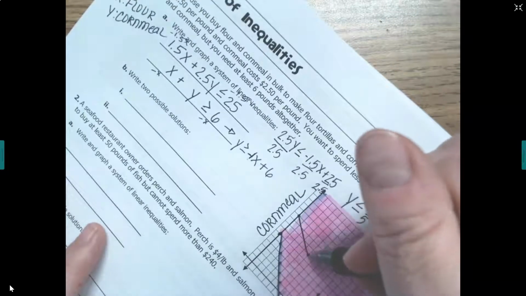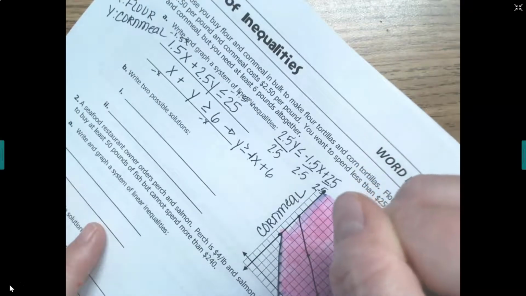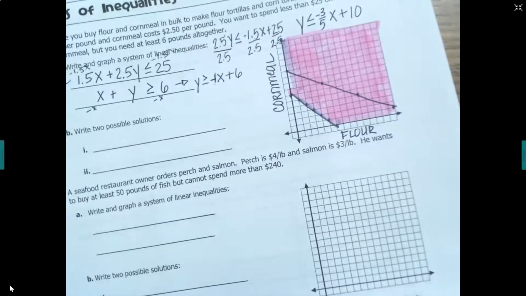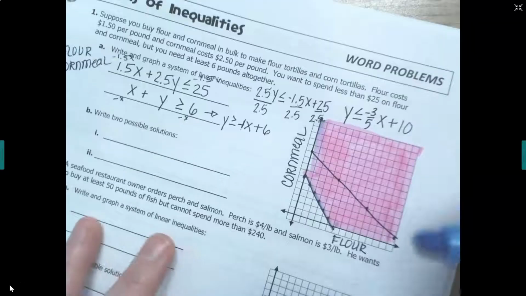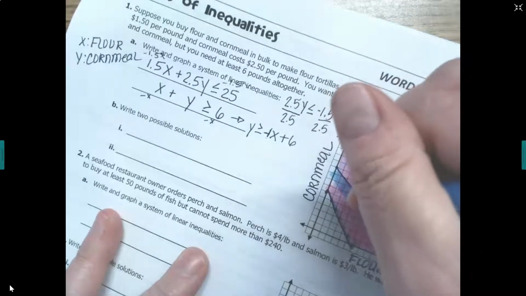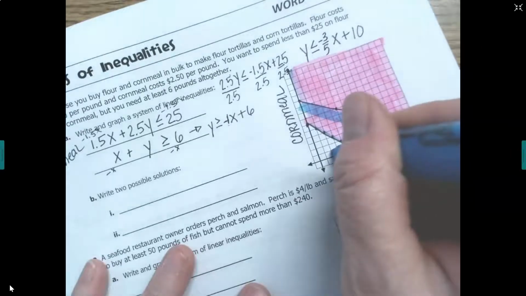So I'm just going to connect all of my dots together. And now I have to look at my shading. So my shading says the y is less than. So from that y-intercept, less than is below the line. So I'm going to start all the way across with the line. Don't go below the x-axis because we don't exist down there.